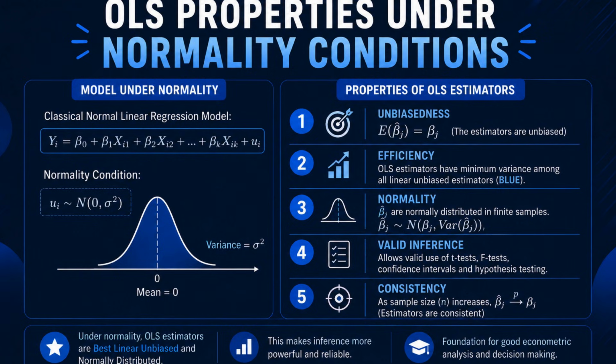First, unbiasedness. The first property is unbiasedness. For an OLS estimator, we have E equals. This means that if we repeatedly collected samples and calculated the OLS estimate each time, the average of those estimates would equal the true population parameter. In simple words, OLS does not systematically overestimate or underestimate the true coefficient, assuming the required assumptions hold.